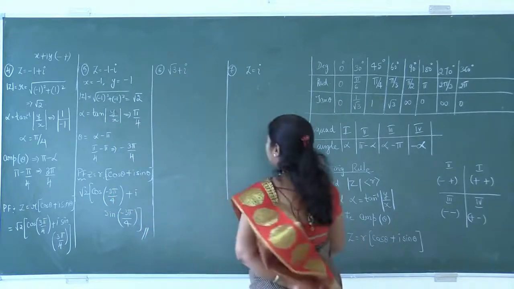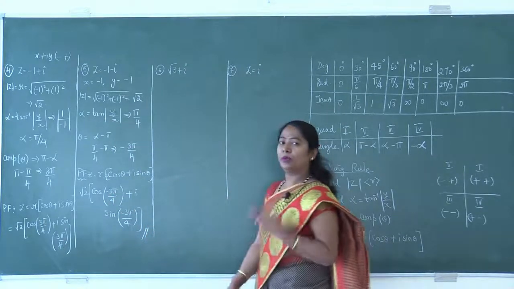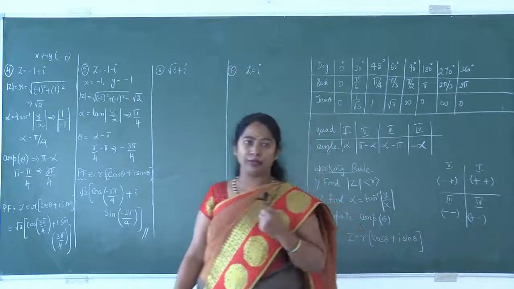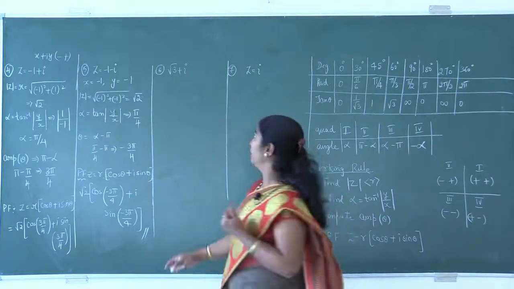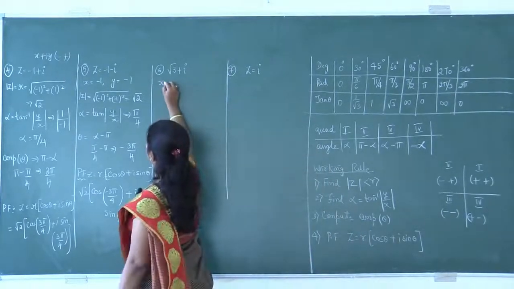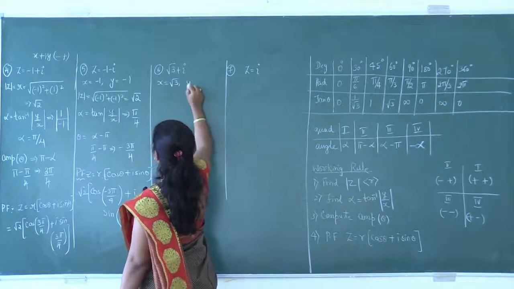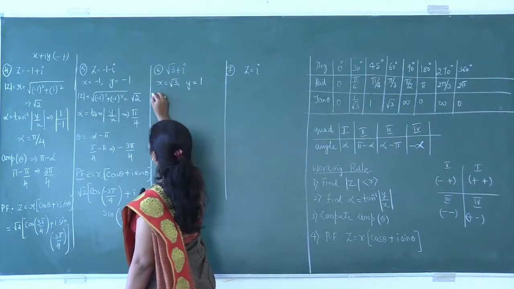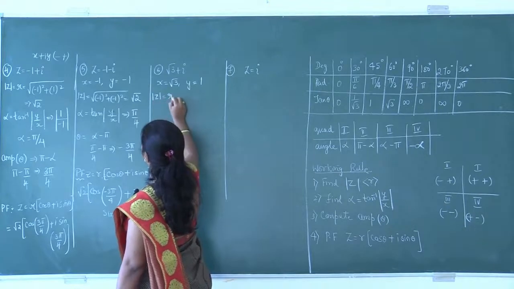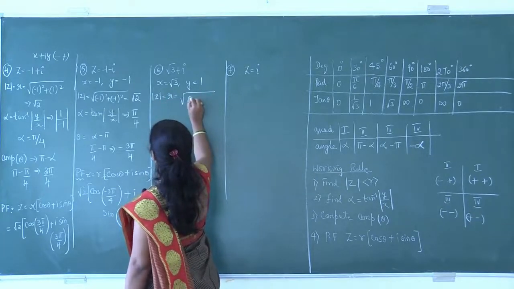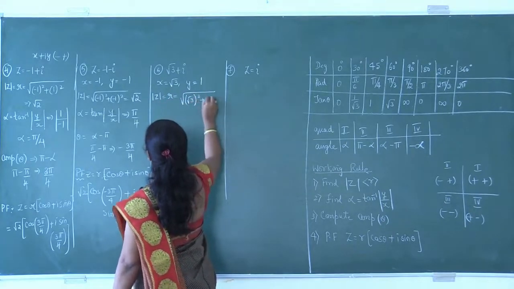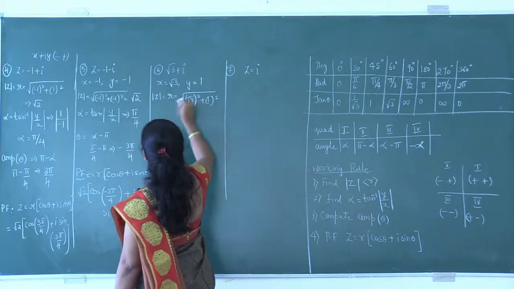Moving on to the sixth problem. What is the value of x here? Root 3. What is the value of y here? 1. So here x is equal to root 3, y is equal to 1. How do you find mod z, which is nothing but r? Square root of root 3 whole square plus 1 square. Square root and the square get cancelled.